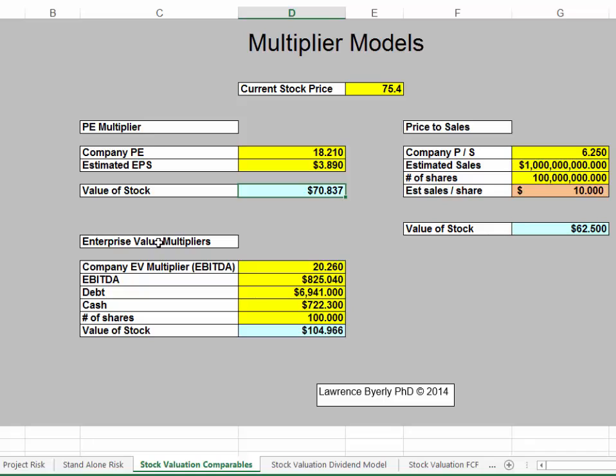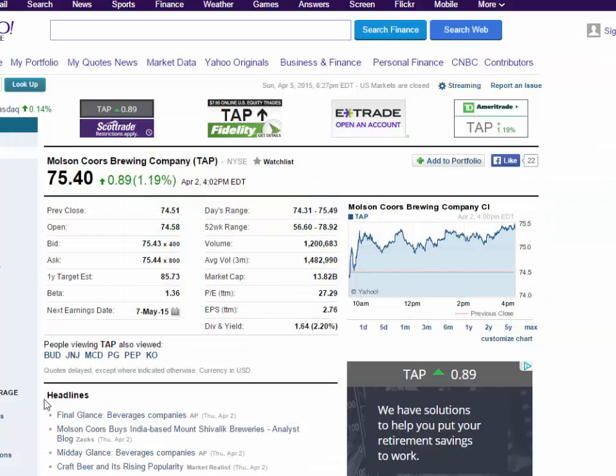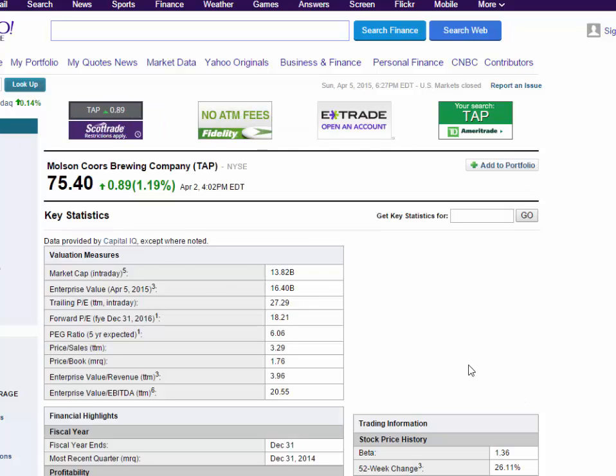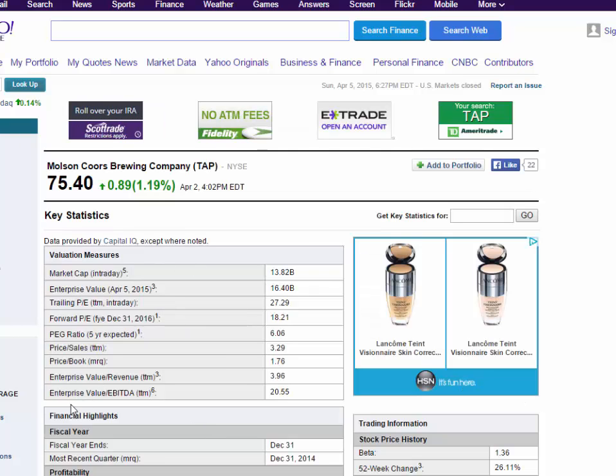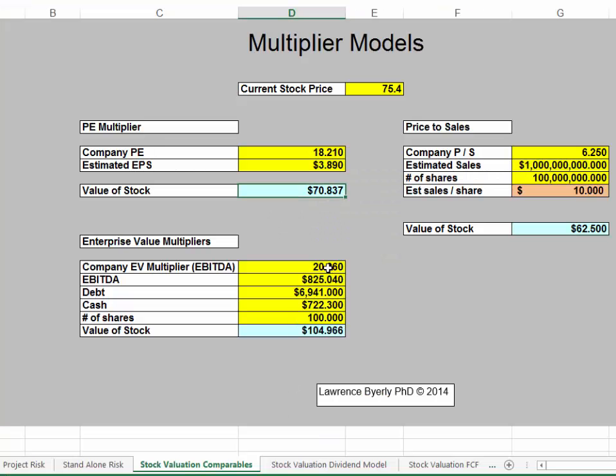That's the enterprise value. The multiplier is you take that value and you divide it by EBITDA. So let's look at our numbers. What is the multiplier? Well, again, we have to go back here, find our key statistics again, and we want to find the enterprise value. Right here it is 20.55. Just plug that number in, 20.55.